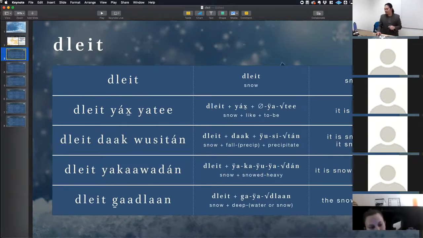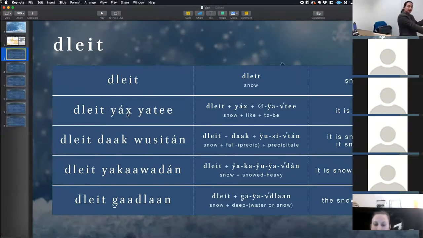To say something is white colored, like a car or a cat, you'd say, Dleit yachyeti. And there's a verb here, yachyeti, which means to be like something. And it could look like it, it could act like it. There's all kinds of things. So the yach is one of these sort of things, to be like that.